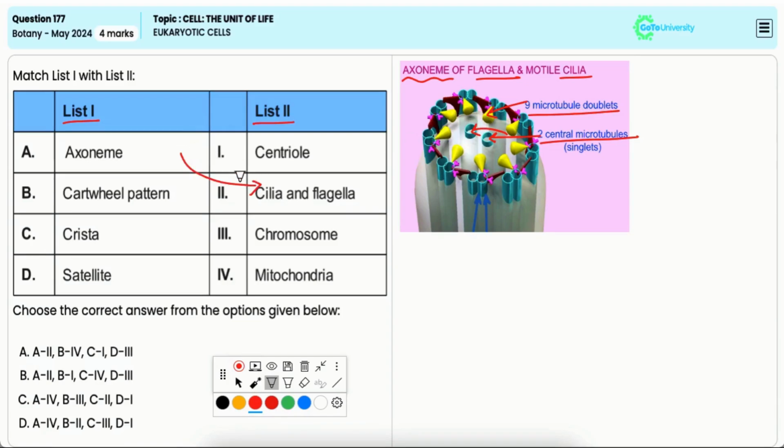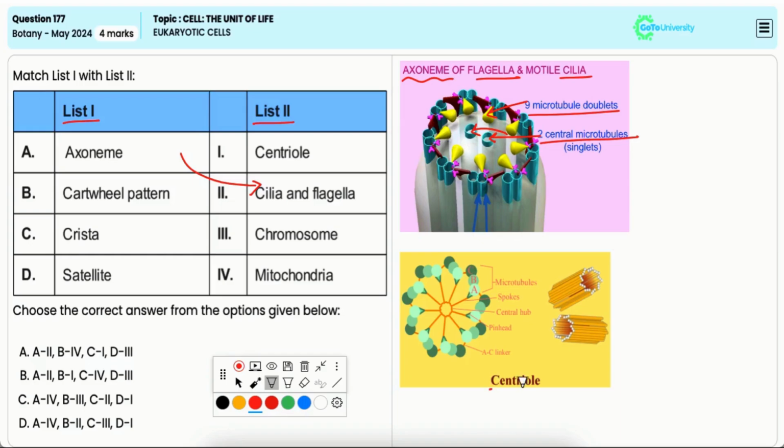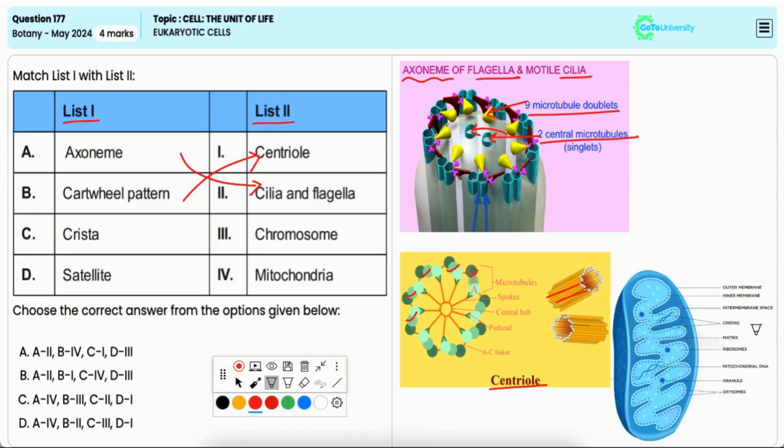Now, centrioles exhibit a cartwheel appearance. That is, they are made up of 9 triplet microtubules which are arranged in a cylindrical manner. Thus, B matches with 1. Now, cristae are the folds of the inner mitochondrial membrane, and they increase the surface area for biochemical reactions like oxidative phosphorylation. Thus, C matches with 4.